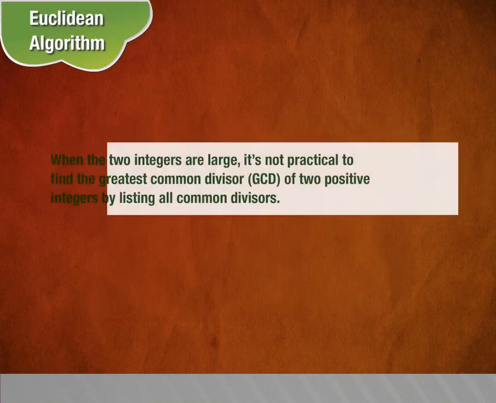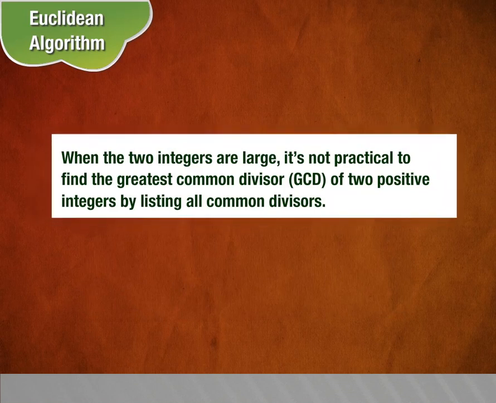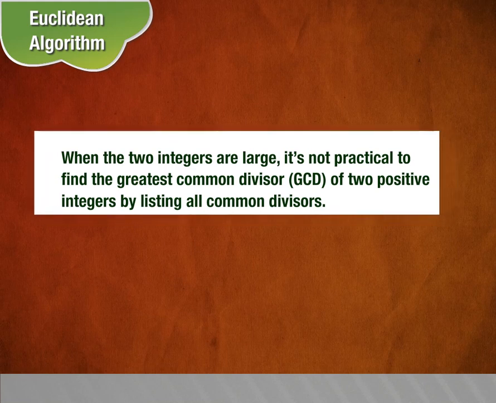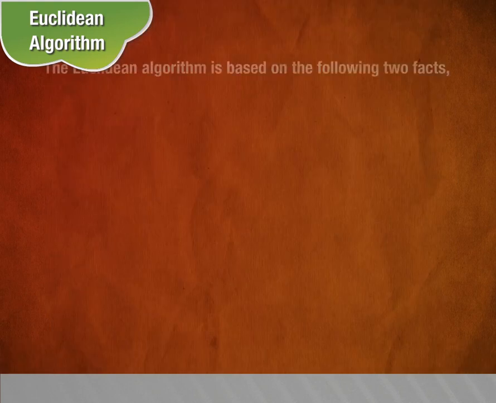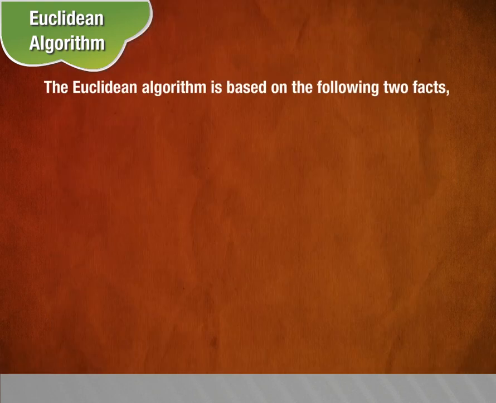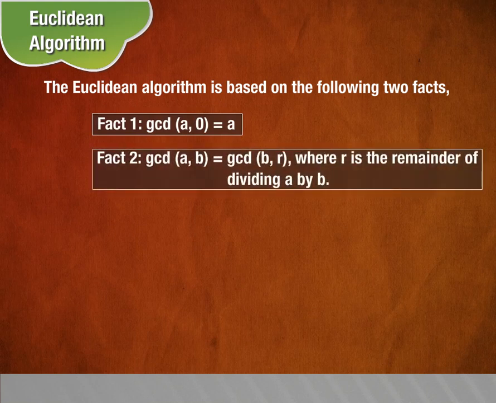Euclidean algorithm. When the two integers are large, it is not practical to find the GCD of two positive integers by listing all common divisors. Fortunately, more than 2000 years ago, a mathematician named Euclid developed an algorithm that can find the greatest common divisor of two positive integers. The Euclidean algorithm is based on the following two facts. Fact 1: GCD(a, 0) is equal to a. Fact 2: GCD(a, b) is equal to GCD(b, r), where r is the remainder of dividing a by b.